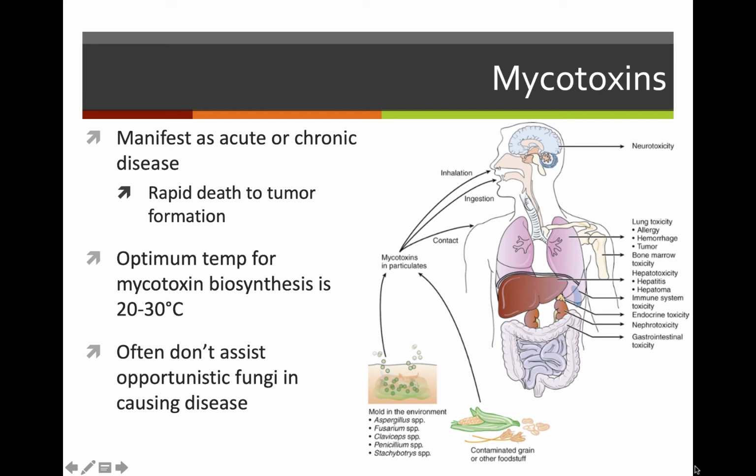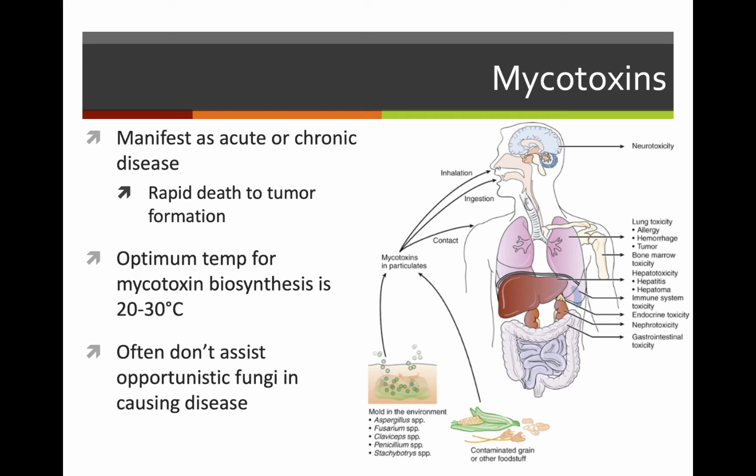Our final section in the fungi is very short. It's a few slides on mycotoxins, or toxins produced by fungi. Mycotoxins can manifest as either acute disease that shows up really, really rapidly, or chronic, which will show up much later after exposure to the toxin. So we can see anything from rapid death all the way to something like tumor formation.